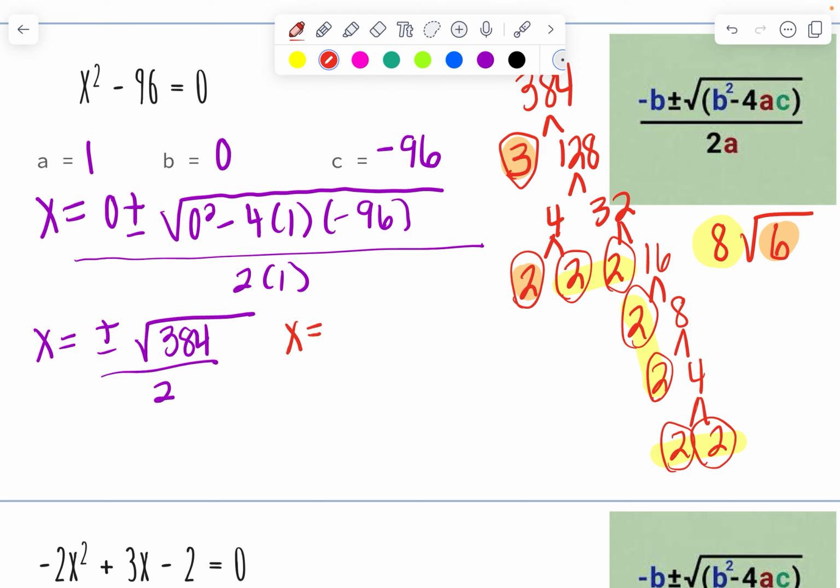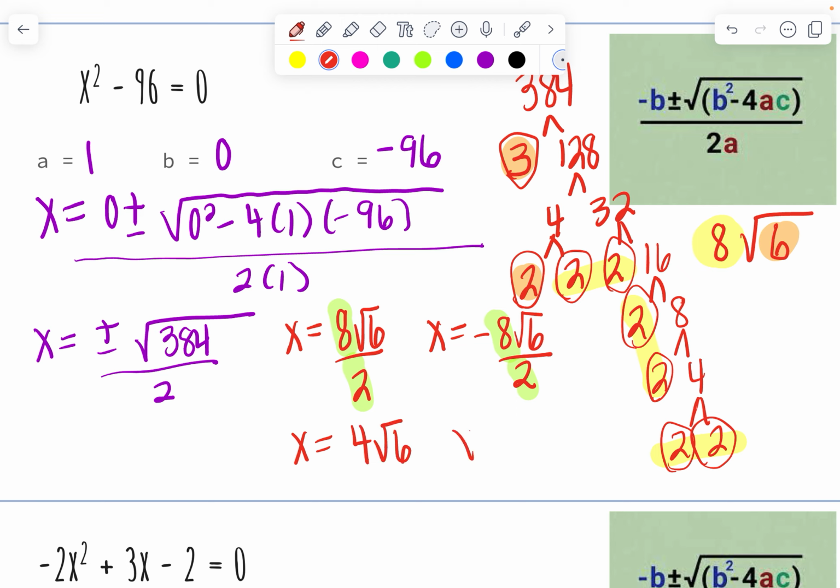So I have x equals positive 8 square roots of 6 divided by 2, and negative 8 square roots of 6 divided by 2. But again, I need to simplify here and do 8 divided by 2. 8 divided by 2 is 4. So I get positive 4 square roots of 6 and negative 4 square roots of 6 for my final answer.